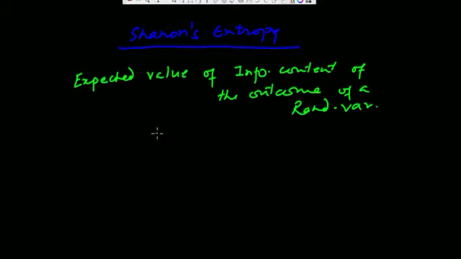Okay, so I'll tell you what is information content. That's coming from information theory. So expected value is given by E of information content of random variable x, right? So this is what your Shannon's entropy is, which is given by H of x. Now expected value, I hope most of you understand. The expected value is basically weighted average.